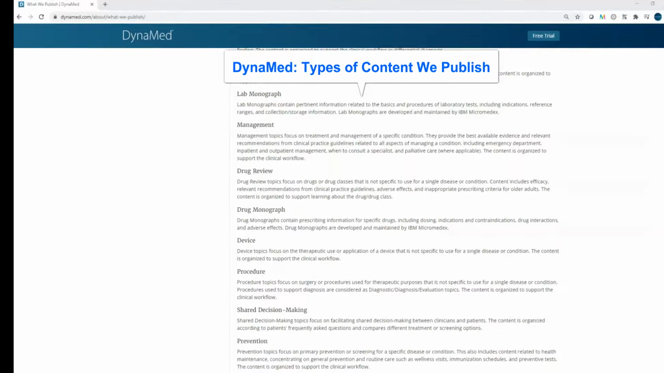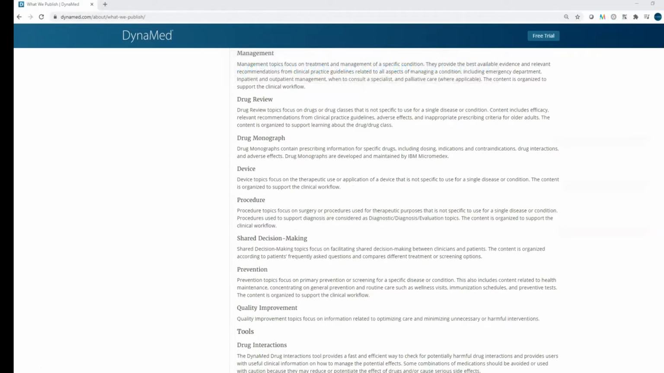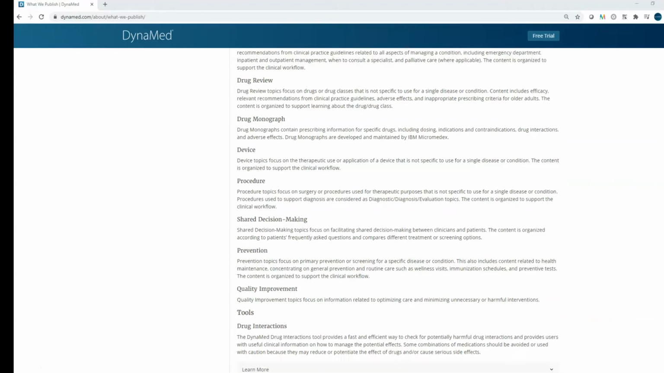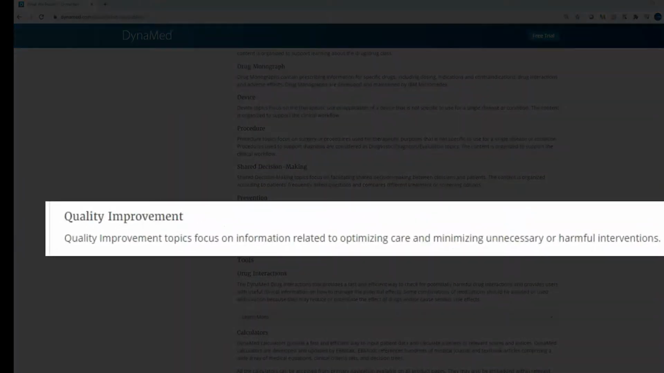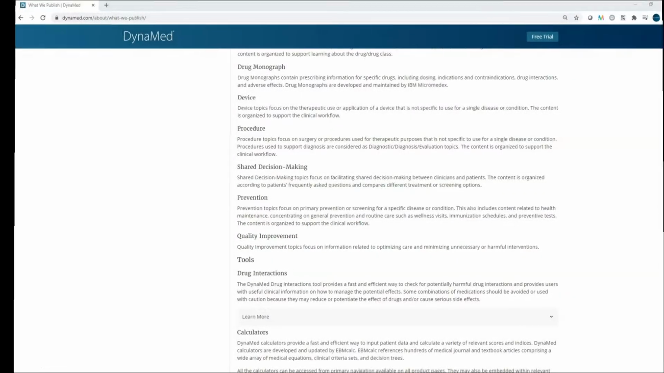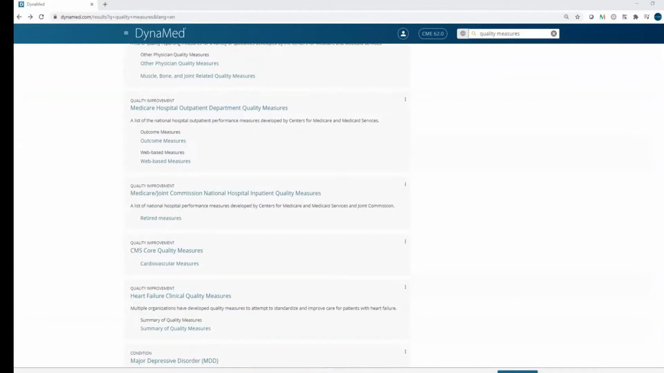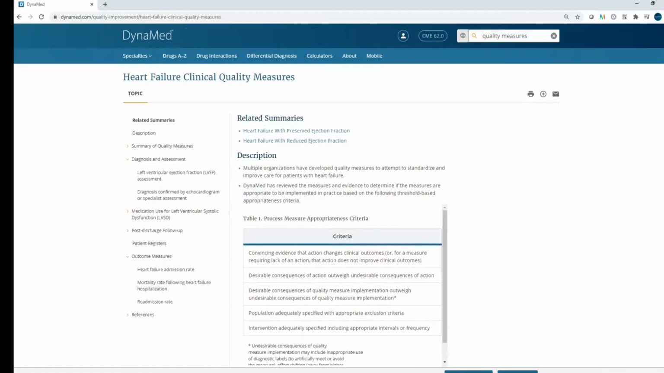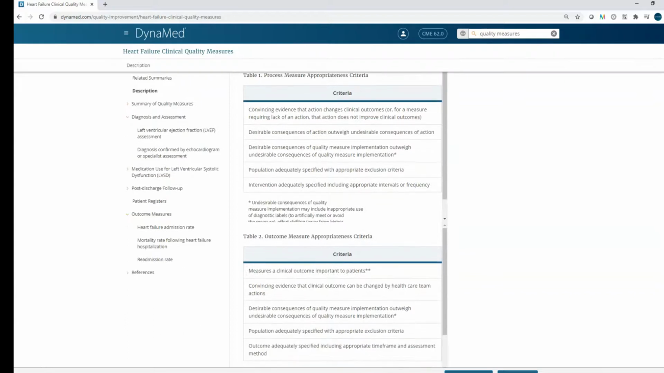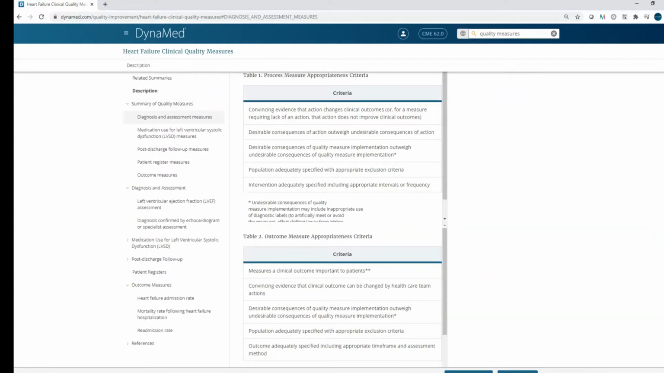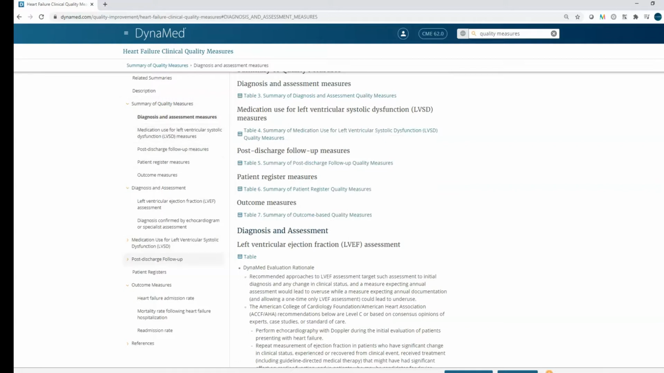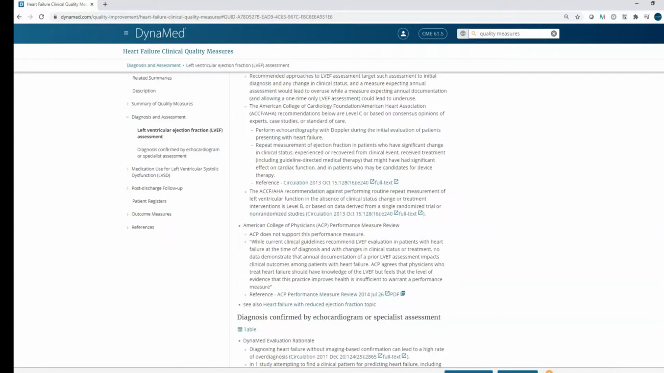Even if you've used DynaMed, you might not know about our wide variety of quality improvement topics. These provide information aiming to optimize patient care and minimize harmful or unnecessary interventions. There are a variety of different types of quality improvement topics. They will start with an overview or description of the topic being discussed and mention some of the impacts it has on patients' health. Then, you can navigate through the table of contents to learn more about quality measures that can be taken to improve patient care and promote better outcomes. The evidence behind these measures is provided so you can see how they have been successfully used in patient populations.